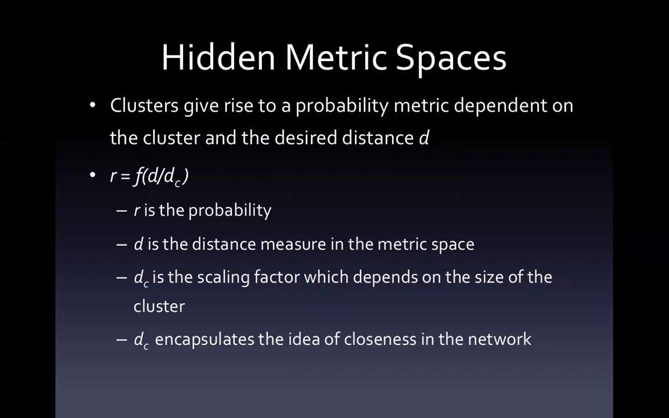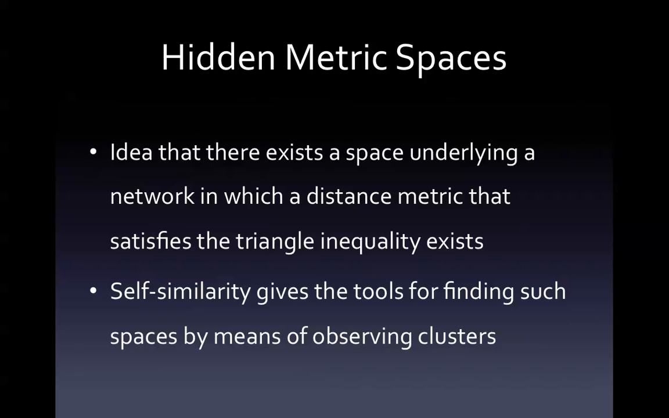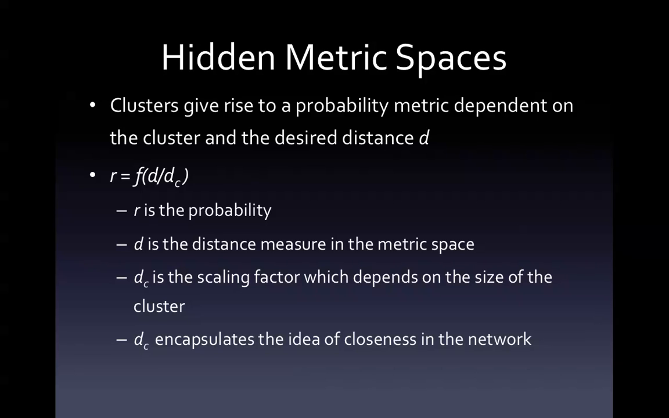And why is this great? Because, well, pretty much what I just said. So how do we do it? We look at clusters. We use clusters to get what we want. Self-similarity actually gives us the means for using these clusters. How does this happen? The clusters give us a probability metric, which depends on the cluster itself, which is a measure of closeness, and the desired distance that we're looking for. So this probability is dependent on these two measures.